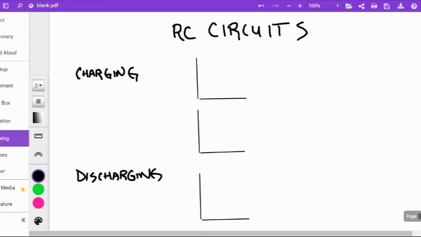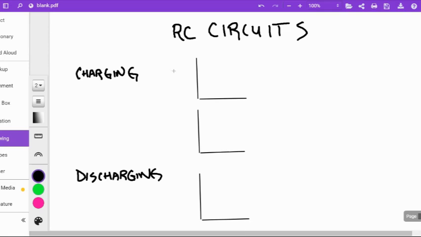Hey everybody, in this video I'm going to show you the math behind RC circuits, and we're going to derive functions for charge and voltage and current through a capacitor for charging and discharging cases. So if you recall, when you were experimenting with RC circuits, the first thing you did was to charge the circuits, and I'm going to just start off by sketching a few graphs that should look familiar to you.